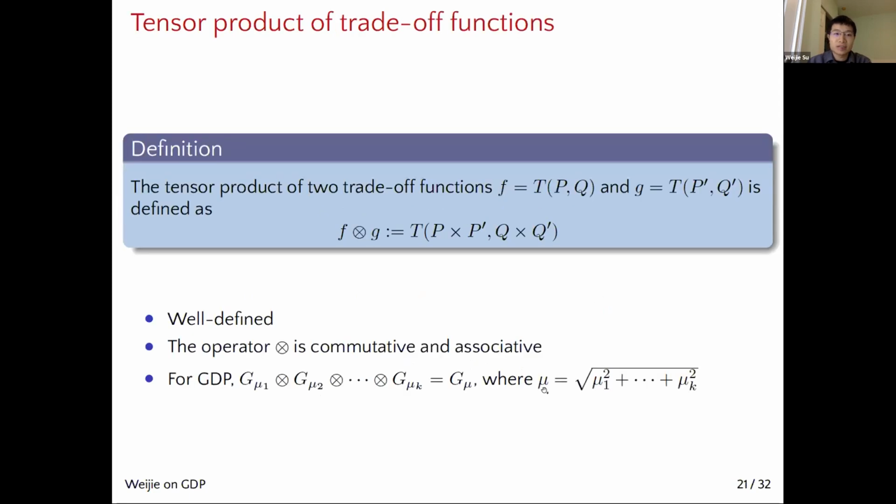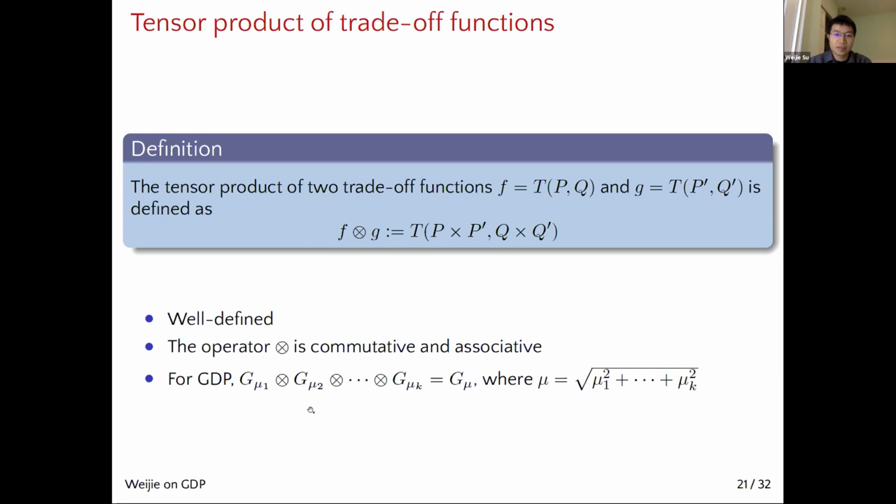Now let's define the tensor product of two trade-off functions. We have two trade-off functions, one for the first component and one for the second component. The tensor product is simply the trade-off function between the two product measures. If the reality is Alice, your first component has distribution P and the second has P prime. If the reality is the other, the first component is distributed according to Q and the second according to Q prime. That's the rationale here. It is well defined, meaning you can have different choices but still get the same trade-off function, and the operator is commutative and associative.